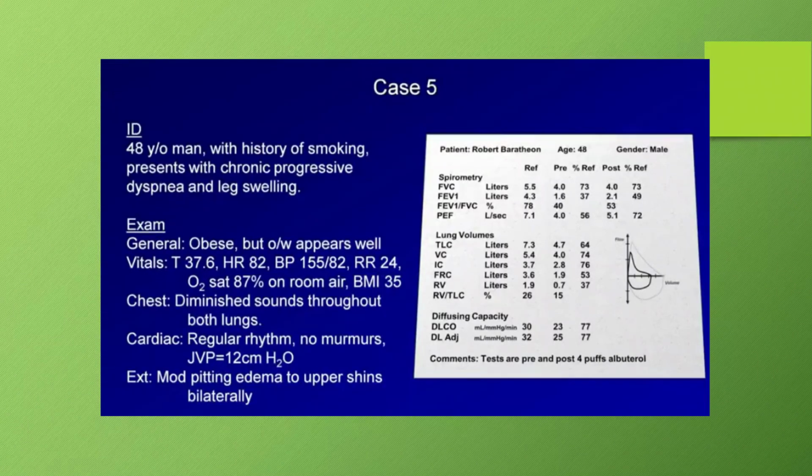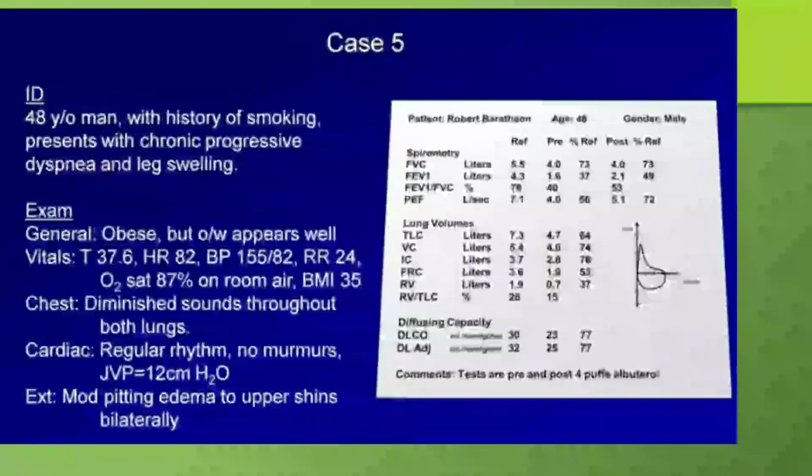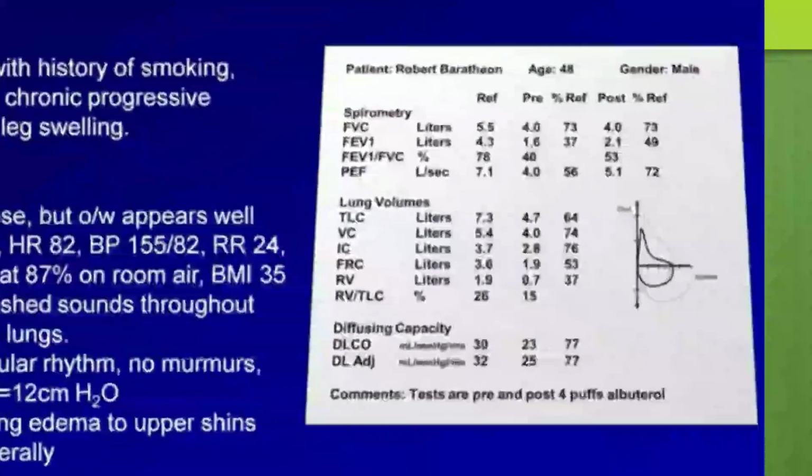Now case number 5. A 48-year-old man with a history of smoking presents with chronic progressive dyspnea and leg swelling. Generally the patient is obese, and you can see the vitals: 87% oxygen saturation. In the chest, diminished sounds throughout both lungs, jugular venous pulse is 12 centimeters of H2O, and there is moderate pitting edema in the upper shins bilaterally.